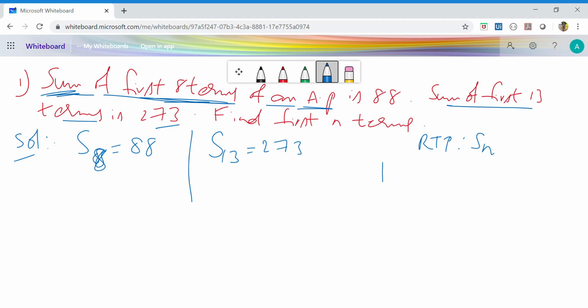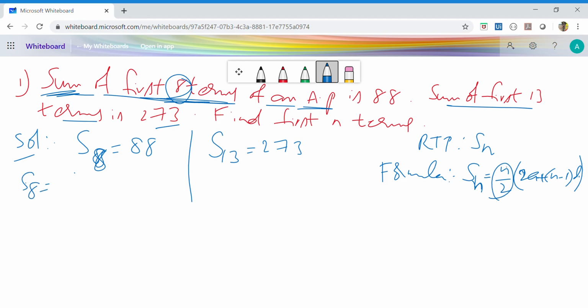But what is the formula? Formula for Sn. Sn is equal to n by 2 into 2a plus n minus 1 of d. In this you have to substitute: the first 8 terms means 8 becomes n. So here I will write S8 is equal to n by 2.